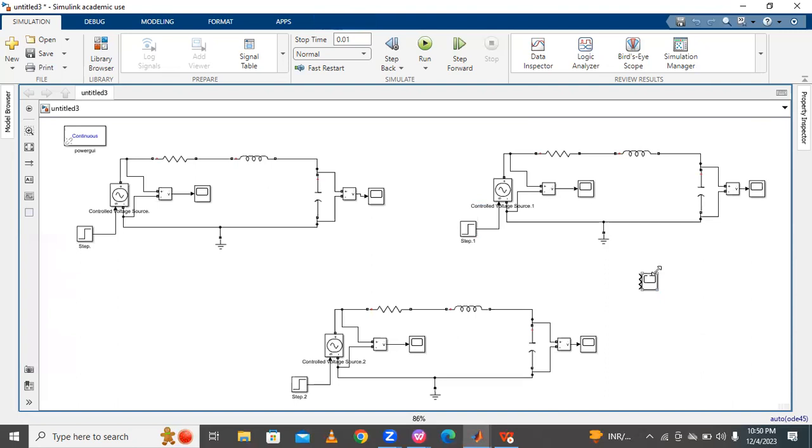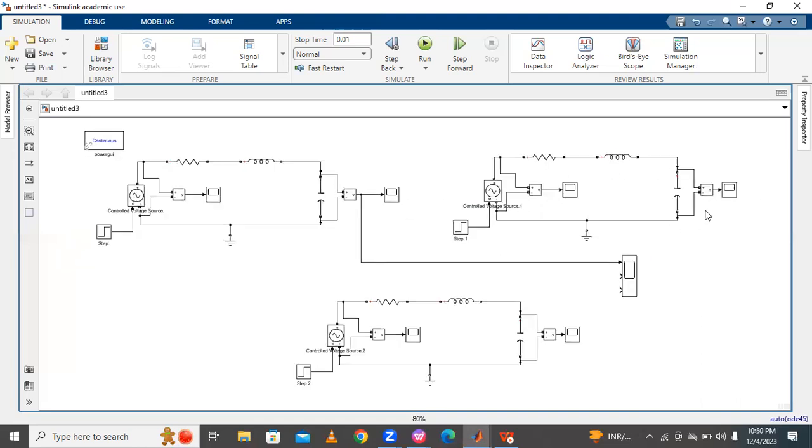The first waveform is the 100 ampere system. First we have to connect. This is the 100 ampere system. This is the response. Next one. Second one. This is the second. And next, this is the third one.